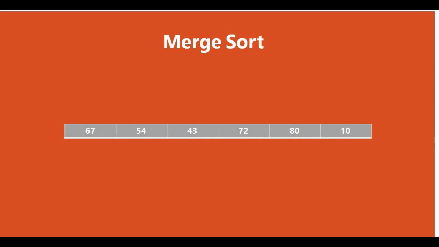As you can see on the screen, I have a list of 6 numbers which is stored in an array, and my target is to sort this array of 6 numbers into ascending order. Now, as I have just said that it follows a divide and conquer approach, let us have a quick idea about the divide and conquer approach. What is this actually?